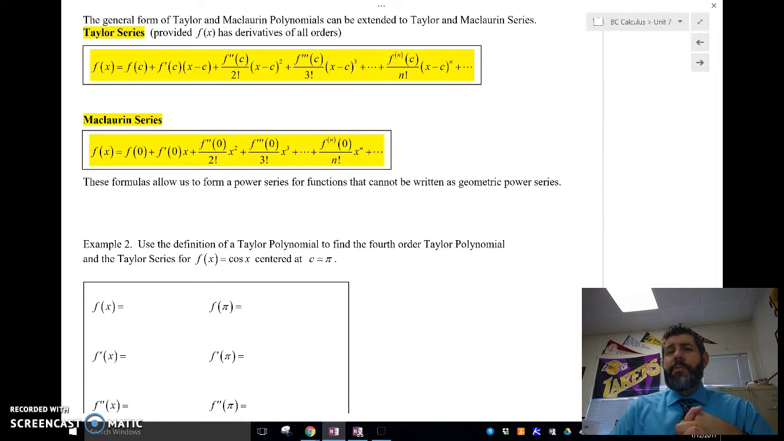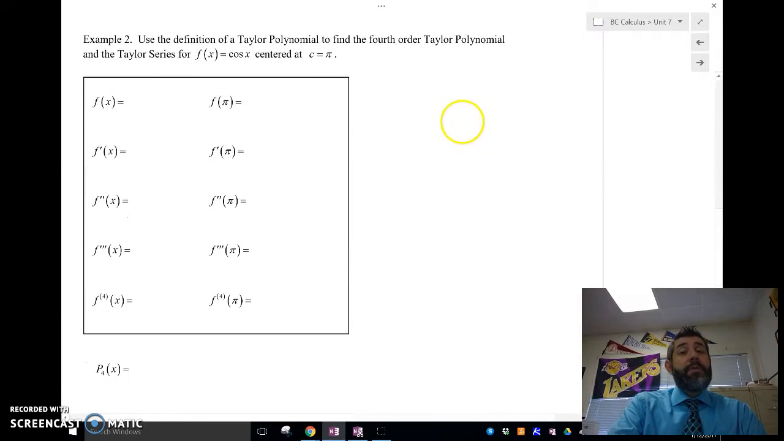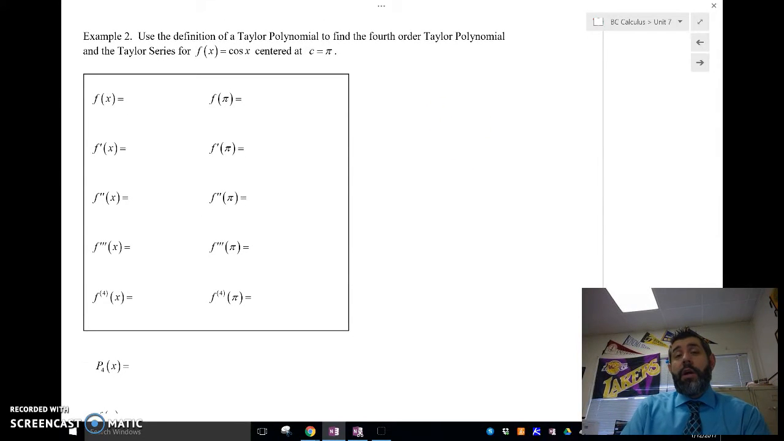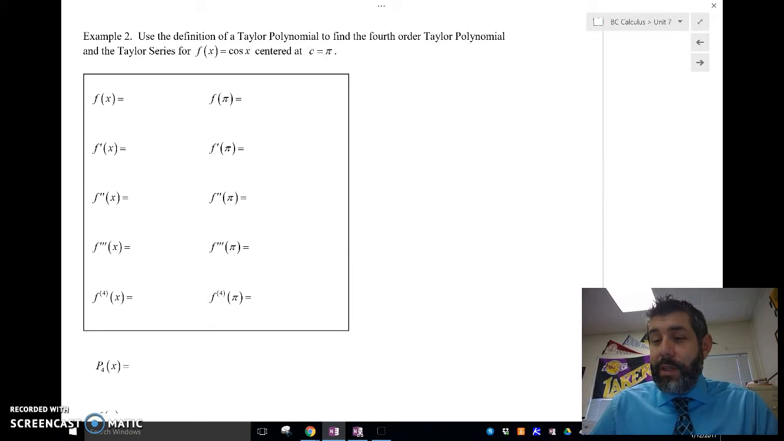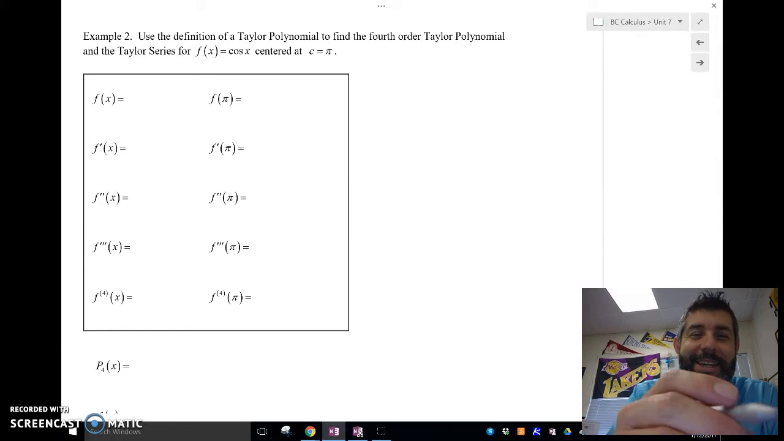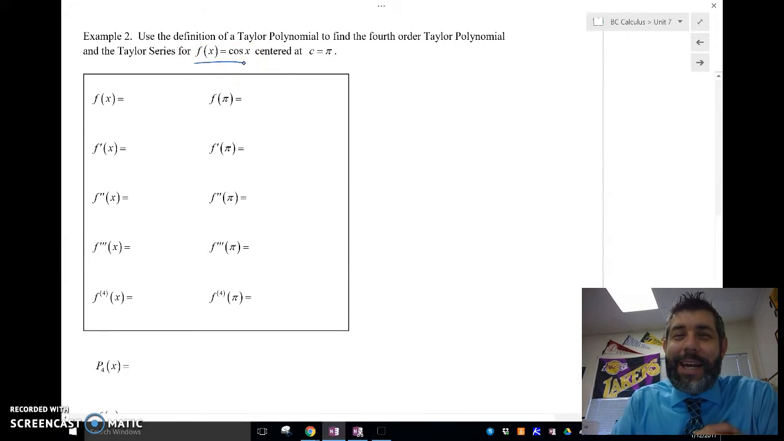So let's take a look at a few examples of using a Taylor and Maclaurin series, using the polynomial and then turning it into a series for a couple of transcendental functions. And in this case, I will use a different center. This time we'll center it around a different c instead of 0, which would be a Maclaurin series. We're going to center this one around pi, because why wouldn't we center things around pi, right? Pi is good. f of x equals cosine x centered at c equals pi. So let's go ahead and take a look at this.